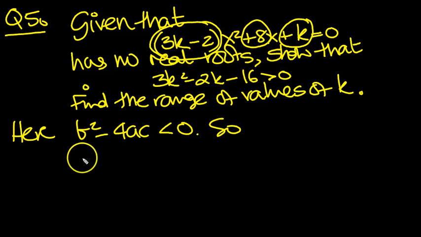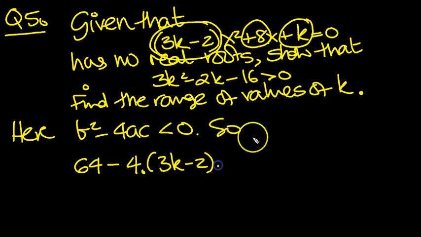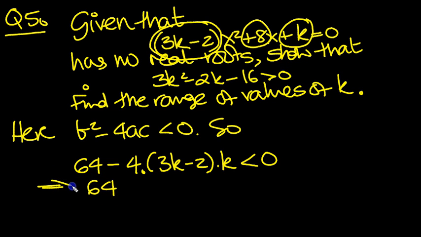B squared is 8 squared, which is 64, so I'll just write 64 minus 4 lots of a, which is 3k minus 2, times c, which is k. And that needs to be less than 0. So let's just tidy it up. We get 64. Expand the bracket, minus 12k. Minus times minus is a plus. So you've got 8.